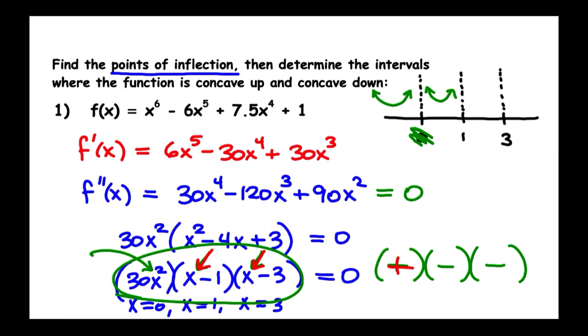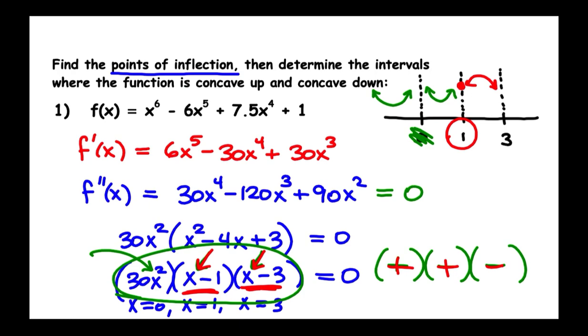All right, trying a number between 1 and 3. Let's put a 2 in. Again, first parentheses is still positive. If you put a 2 in here, 2 minus 1 is positive now. But 2 minus 3 is still negative. And positive times negative is negative. That's concave down if the second derivative is negative. Aha! There's a point of inflection at 1 because the concavity changed from concave up to concave down.